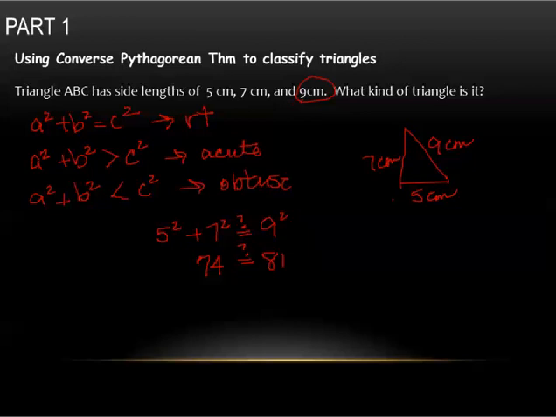So now we know they don't equal, but the 74 is actually less than 81. So I'm going to say that this is an obtuse triangle. Now on this one, like I said, nobody corrected me, so I'm pretty sure I was right. But go back and check your LMS or your textbook and make sure that that's the way it works.